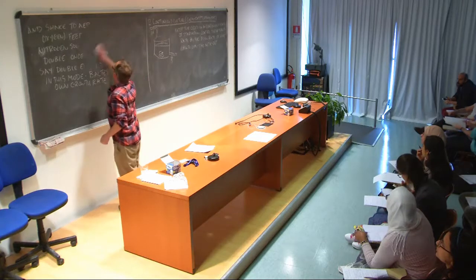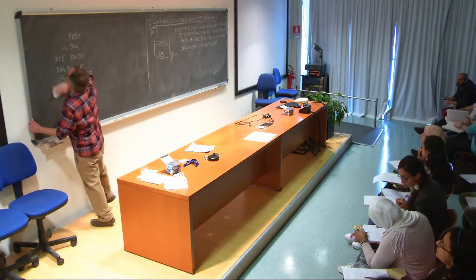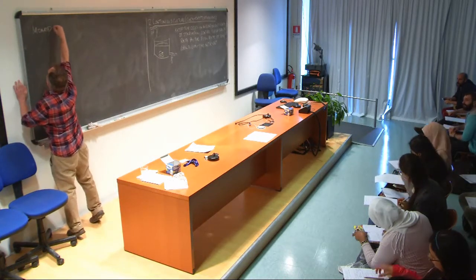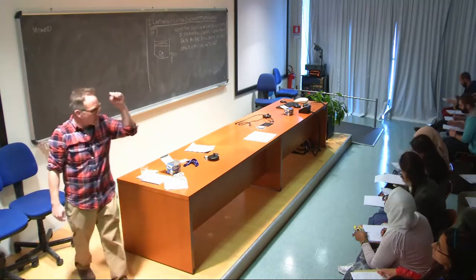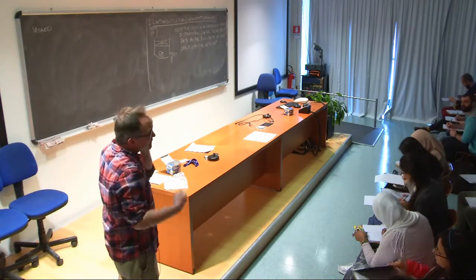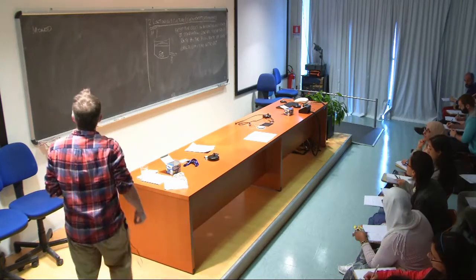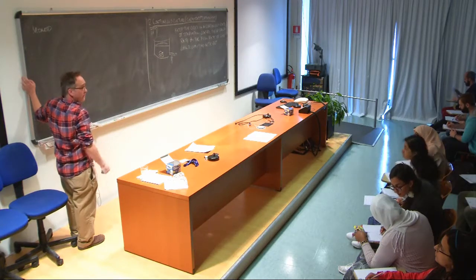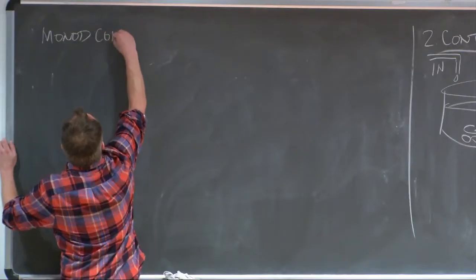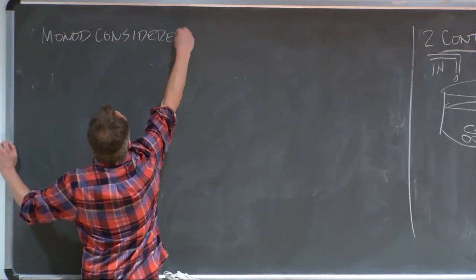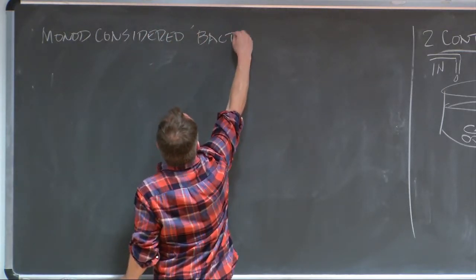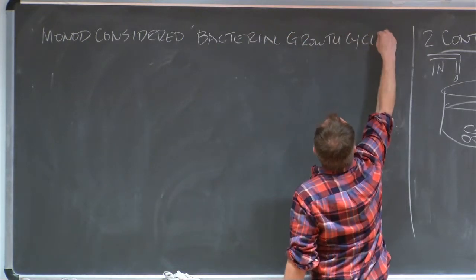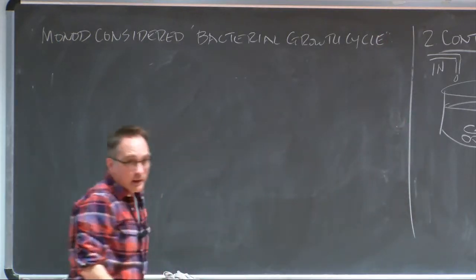All right, and so Monod looked at what happens when you first inoculate a test tube with bacteria and then you let the bacteria grow. There was precedence for this. I mean, people had been looking at this for, by this point, about 50 years. Considered what he called the bacterial growth cycle. Bacterial growth curve.